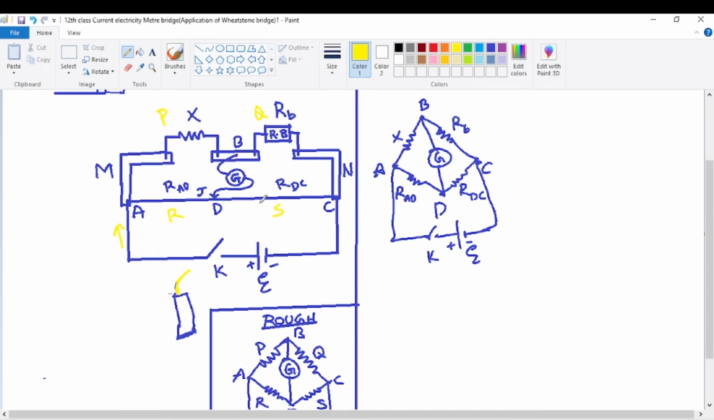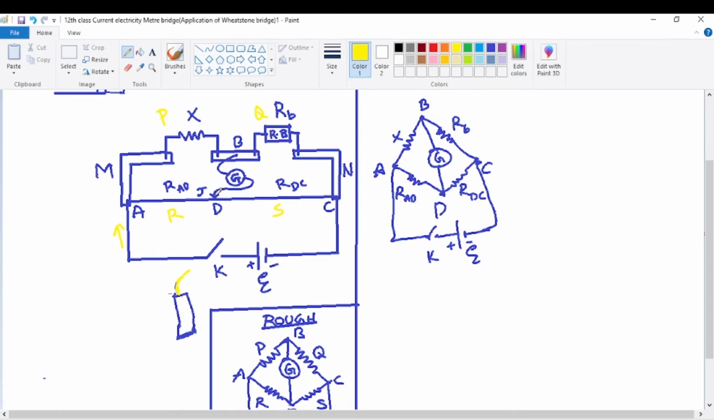What if the jockey is pressed at C? C is at what potential? 0. So now the galvanometer top end is at B, which is at 50 volts potential. The bottom end, the jockey, is where? 0 volts. So now 50 is greater than 0 here. That means current will flow from B to the jockey when the jockey is pressed here. That means the current will flow through the galvanometer in the downward direction, B into the jockey.